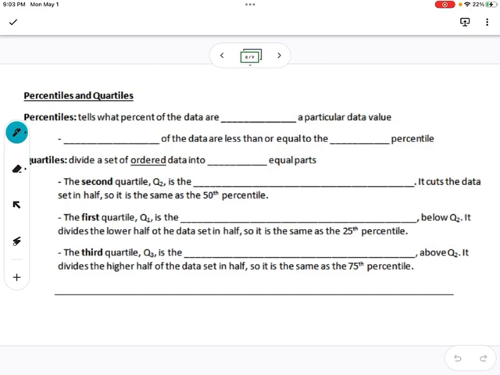So looking at percentiles and quartiles. So percentiles tells what percent of the data are below a particular data value. Okay. So if we have n% of the data are less than or equal to the nth percentile.